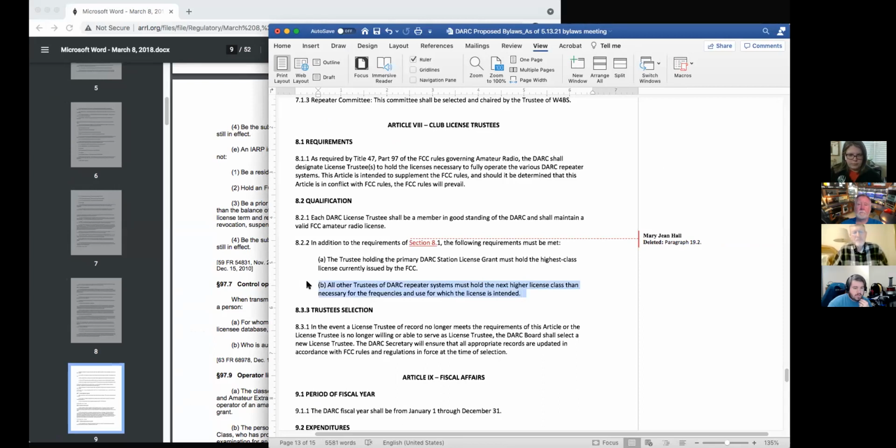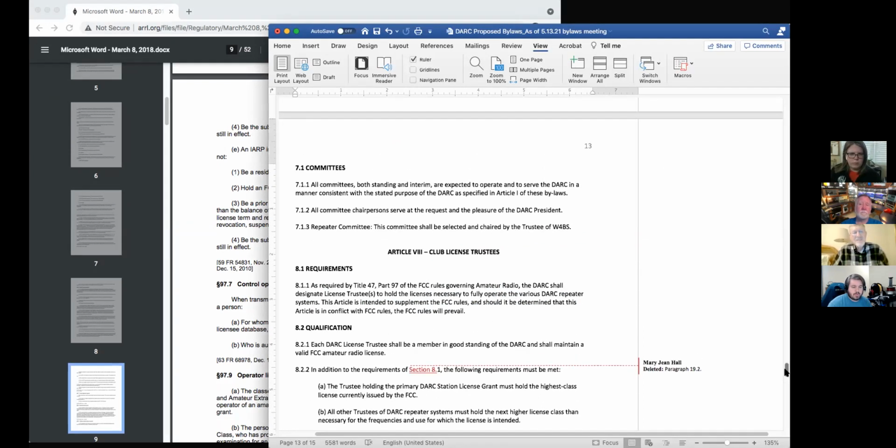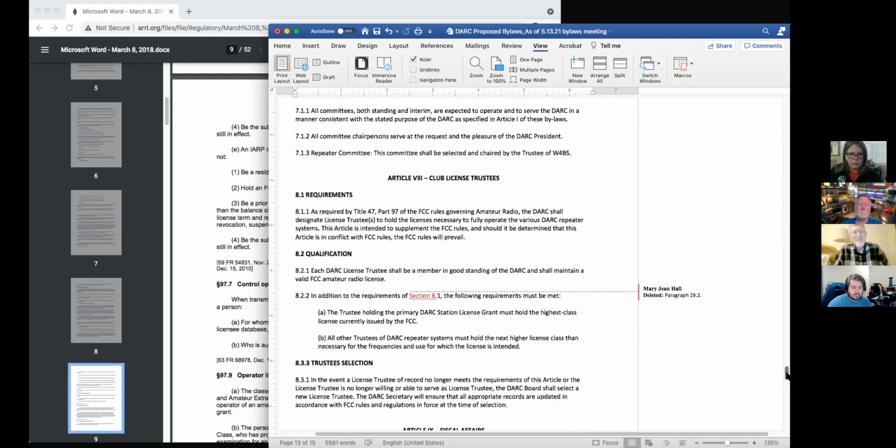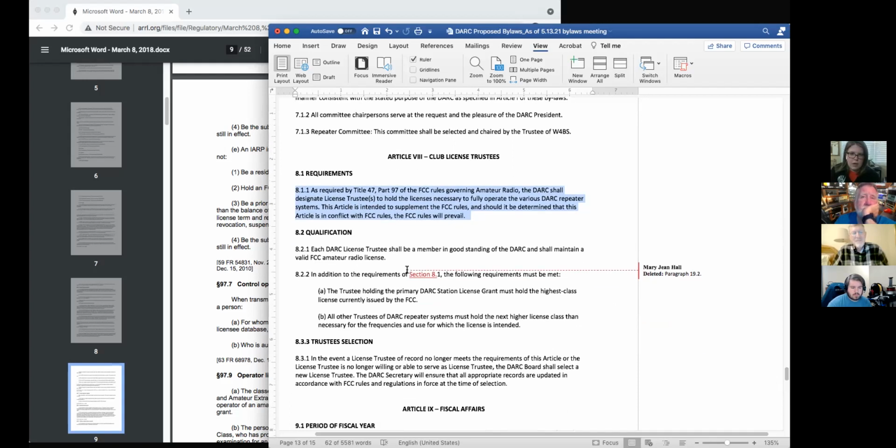Okay. Well, do we need Article 7 altogether? Because this is club license trustees, and we've already covered the position of the trustee earlier in the bylaws. Well, what if we moved this under the trustee that's under the board of directors part, since that does mention the FCC rules, or would I leave it separate? Leave it separate. Yeah, so there wouldn't be confusion between board of director trustee or the call sign trustee.